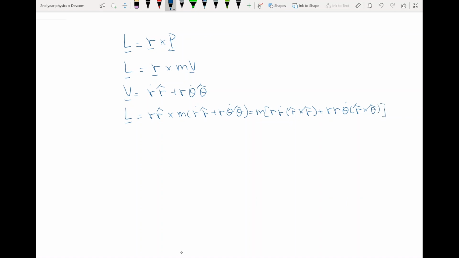Now we know the cross product of any two vectors will be another vector that is perpendicular to both of them. Therefore, if we consider an object executing circular motion in the x and y plane, both r hat and theta hat will be along the xy plane, so their cross product will be a vector in the z direction, k.